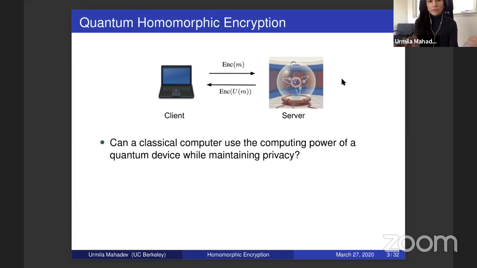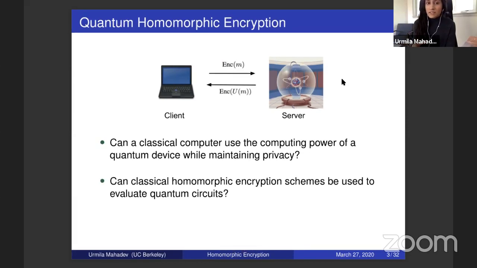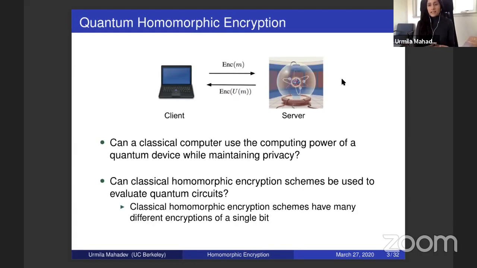Okay. Yeah, so the goal of the server is now to compute a unitary transformation on top of the classically encrypted data. And the first question here is whether we can just immediately use classical homomorphic encryption schemes for this purpose. So can the client just classically encrypt his data, send it over to the server, and then can the server apply a quantum circuit on top of classically encrypted data? And it turns out that there is a property of classical homomorphic encryption schemes which makes this quite difficult. And that property is that classical homomorphic encryption schemes are inherently probabilistic. There are many different encryptions of a single bit.